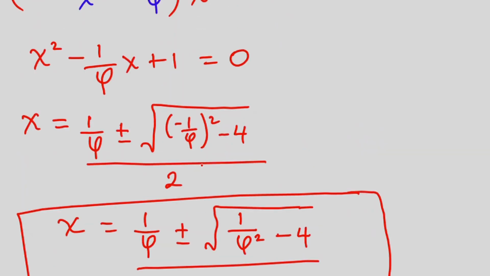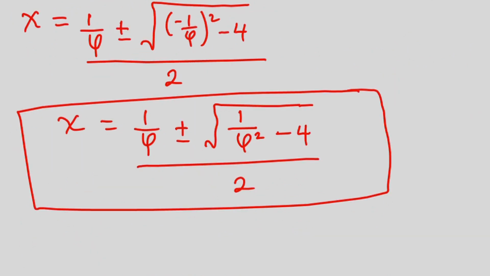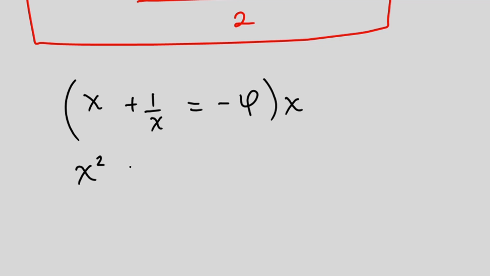Now let's pay attention to when m is equal to negative golden ratio. With this one, we're going to have x plus 1 over x is equal to negative golden ratio. Now with this one, the easiest way to solve, just like we did before, we're going to multiply through by x. And if we do that, we have x squared, then plus, I'm just going to bring this one here, the golden ratio x plus 1, and this is equal to 0.